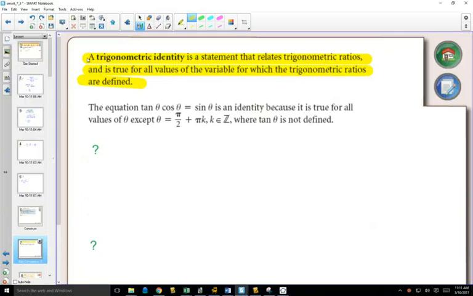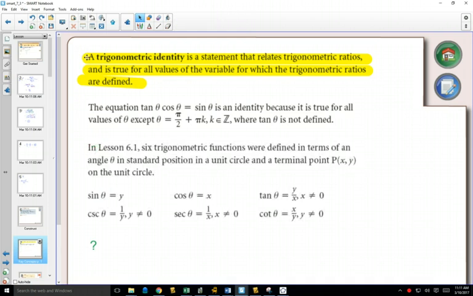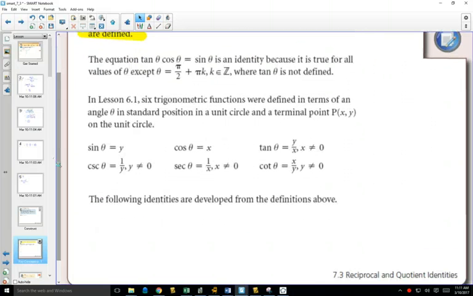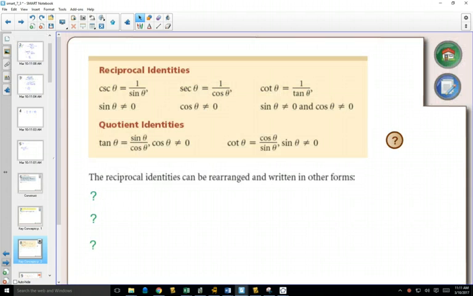So a trig identity is something that relates trig ratios, trig equations, and it's always true. And you already know a couple of trig identities. I mean, you've already learned that sine is your y-coordinate, cos is your x-coordinate, and so on. But we've already learned these first identities.